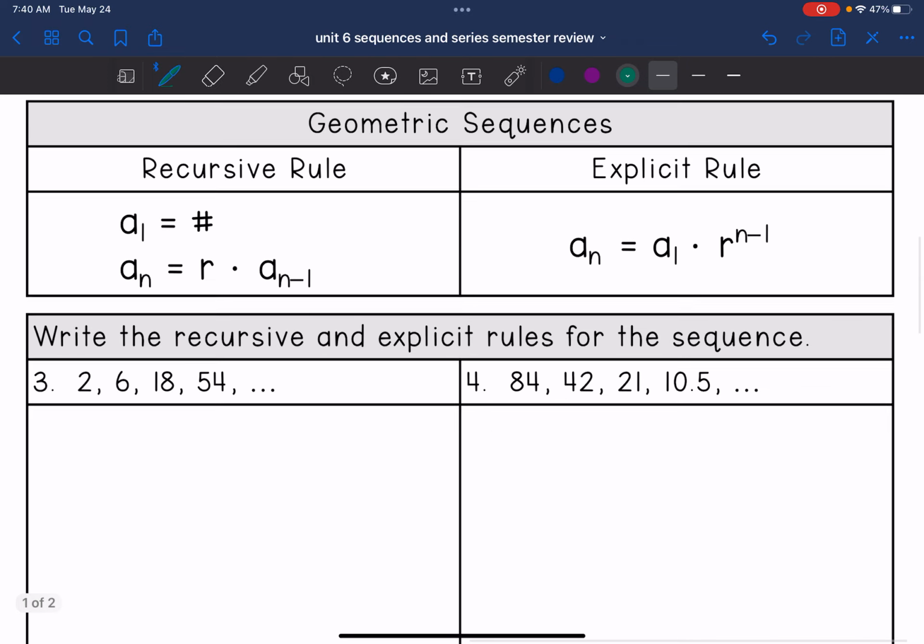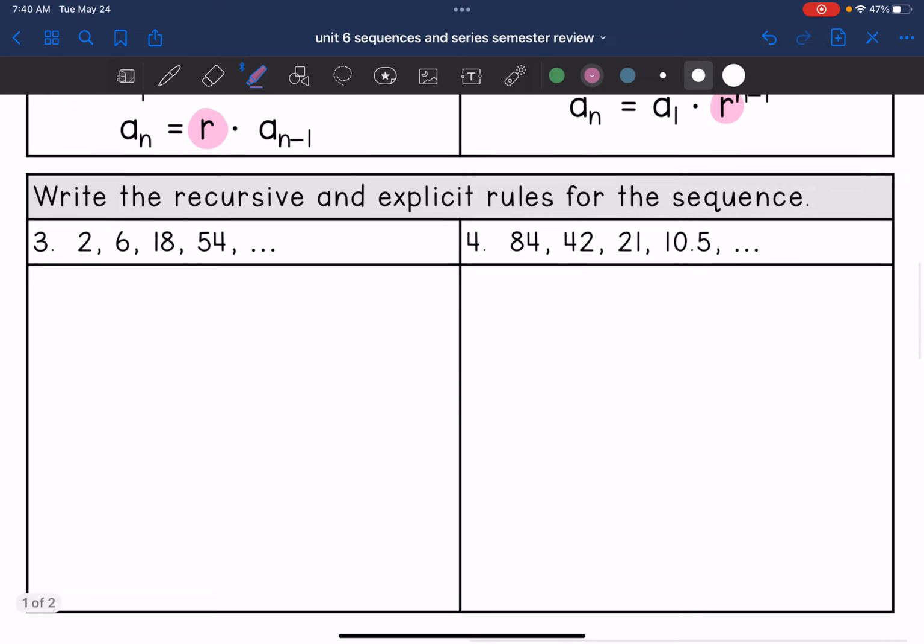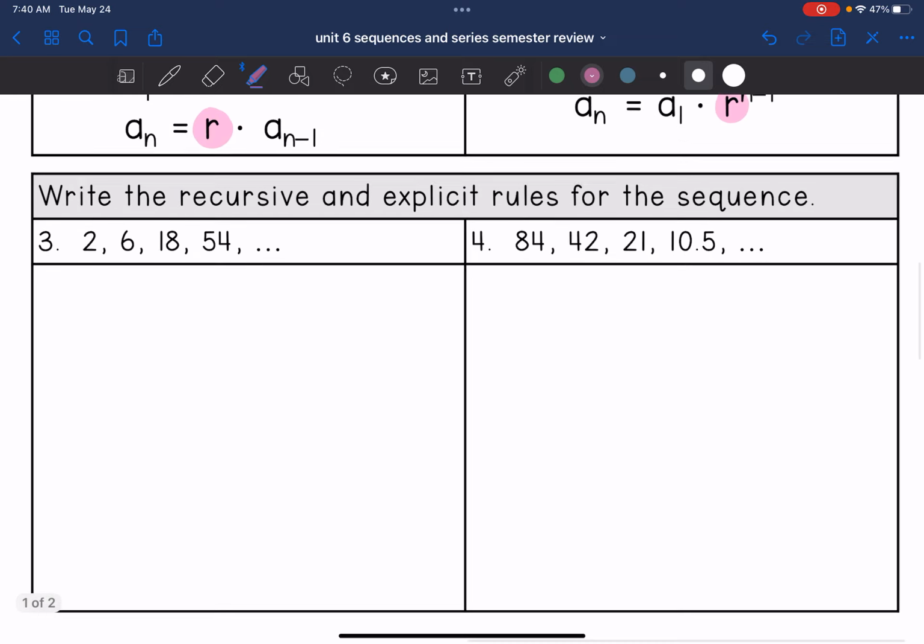Okay, the other kind of sequence that we talked about was a geometric sequence. So this one, the pattern is going to be either multiplying or dividing. So the recursive rule is really similar. The only difference is that they are multiplying by a common ratio. So this is the pattern in your sequence. And then the explicit rule turns into exponential. So we get our common ratio and we raise it up to an exponent. So again, we're finding recursive and explicit rules for each sequence here.